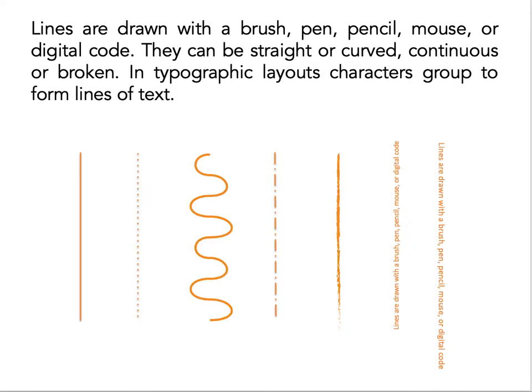Lines can be drawn with a brush, a pen, a pencil, or most often now a mouse, or even digital code. They can be straight or curved, continuous or broken, and each of these variations provides a different feeling, a different emotion. And in typographic layouts, characters grouped together form lines of text. So to be a line, they just have to have that quality of length.